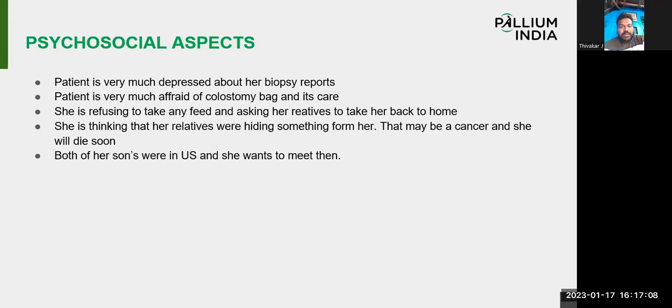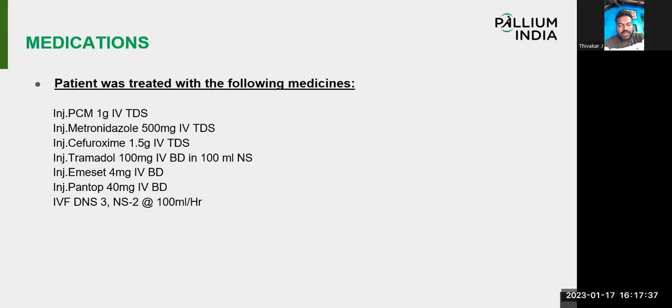Psychological aspect: the patient is very much depressed about her biopsy report because she suspects that it may be a new cancer. She is very afraid of the colostomy bag and its care. She is refusing to take any feed and asking her relatives to take her back home. She thinks her relatives are hiding something from her, that it may be cancer and she will die soon. Both of her sons are in the US and she wants to meet them. These were the psychological aspects for my patient.